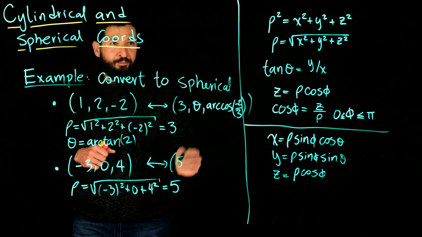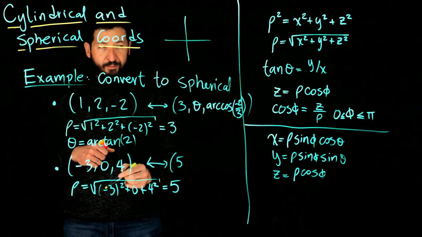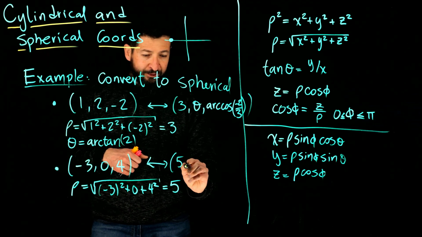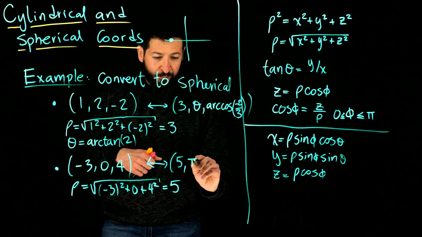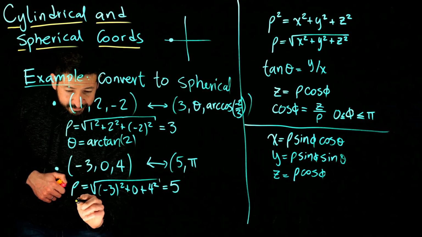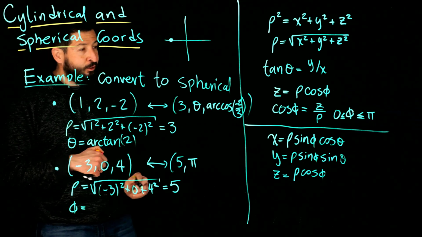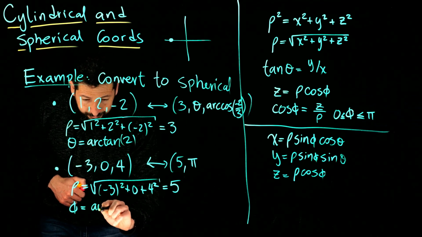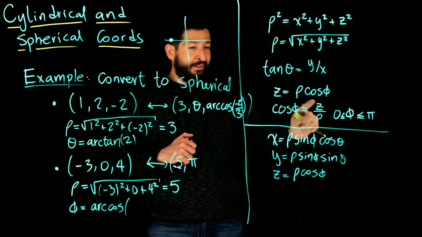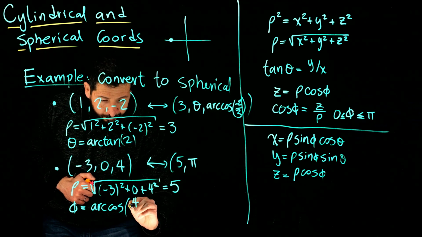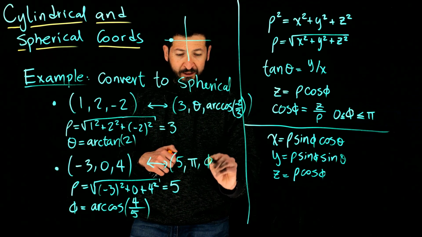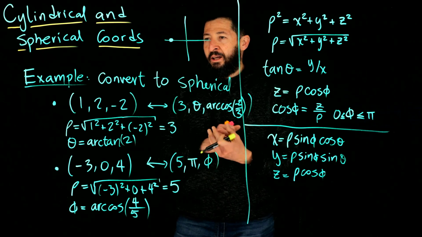Now for the angle, let's draw this over here. You're going to be at negative 3, comma 0. So your angle is pi. You don't even have to compute that one in the xy coordinate. Now I need to do phi. That angle was theta. Phi you do need to compute. And phi is going to be the arc cosine, using this formula here, of z, which is 4, over rho, which is 5. And that is just something we would plug in our calculator and plug in here as our coordinate. So that's how you convert in one direction.